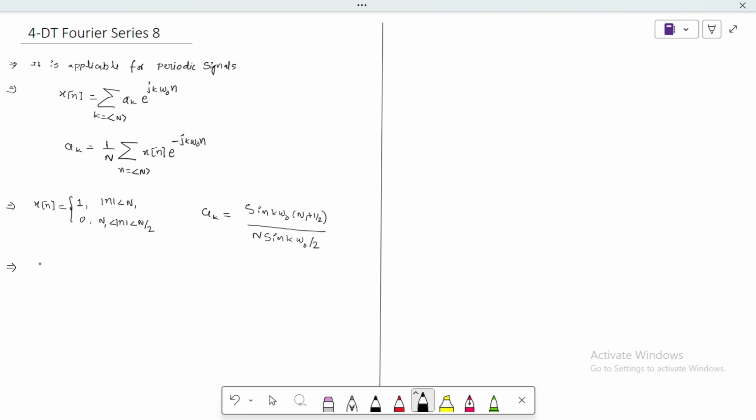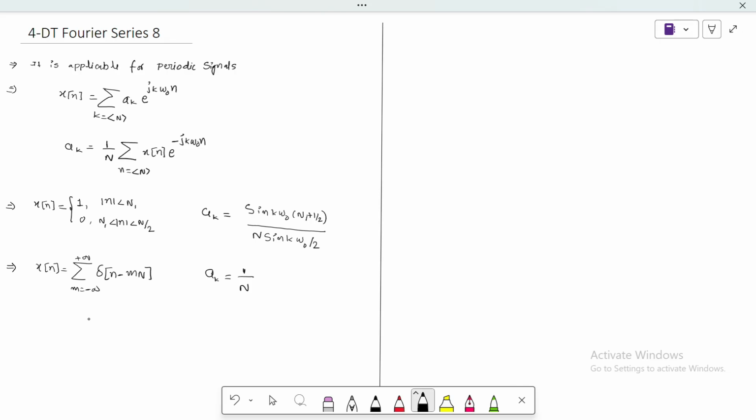This is one periodic signal. The next one is the impulse train. The impulse train x of n equals the sum of delta of n minus m into N, where capital N is the time period and m goes from minus infinity to plus infinity. It was discussed at the end of the previous class. So ak equals 1 by the time period, that is 1 by N. So this is about theory.